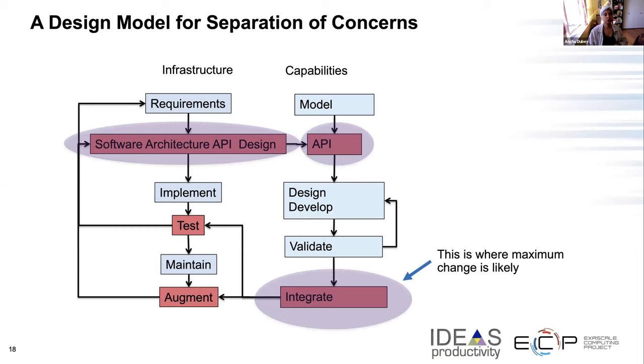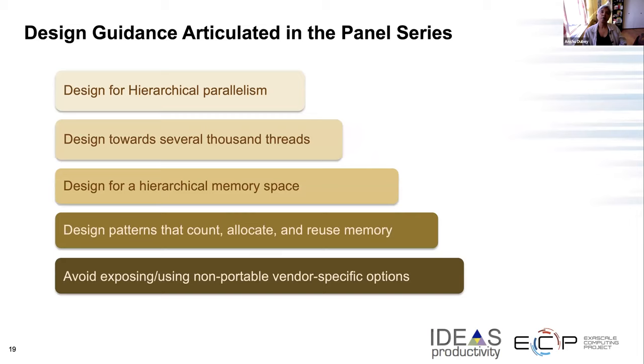So if we go back to the figure that we had about separation of concerns and the design model for separation of concerns, the purple ellipses are shown where the changes are needed, and the most extensive changes are likely to happen in this integration part, because the software architecture and API design need to be a little bit more intrusive and a little bit more intelligent in the design. And what do I mean?